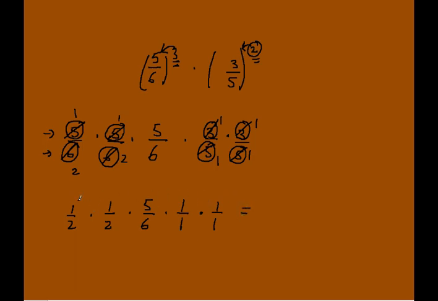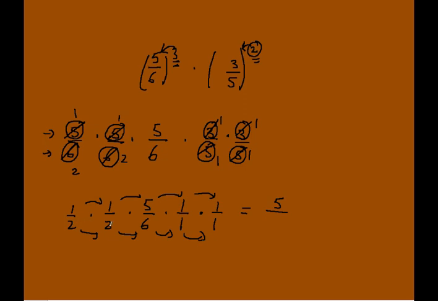All you have left to do is multiply the top numbers with the top numbers and the bottom numbers with the bottom numbers here, because that's how we multiply fractions. Top with top, bottom with bottom. So 1 times 1 is 1. 1 times 5 is 5. 5 times 1 is 5. 5 times 1 is 5. So all we have left on top here is 5.